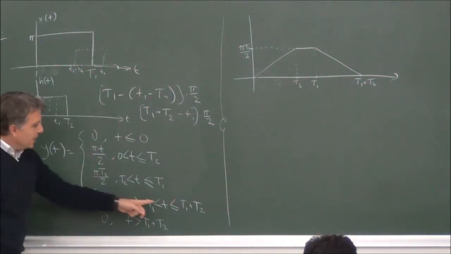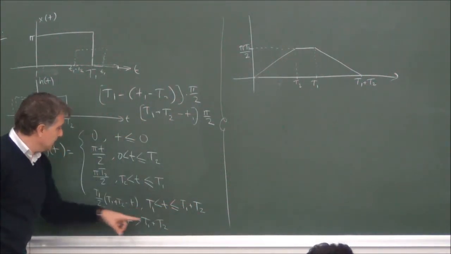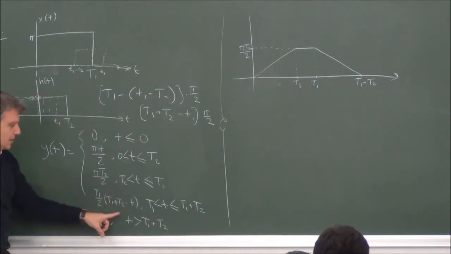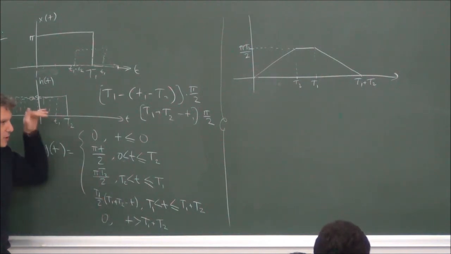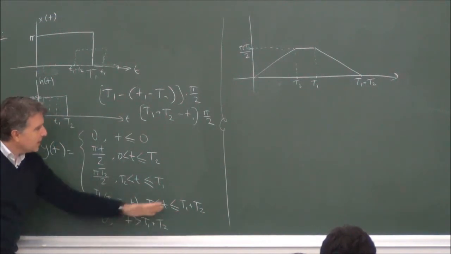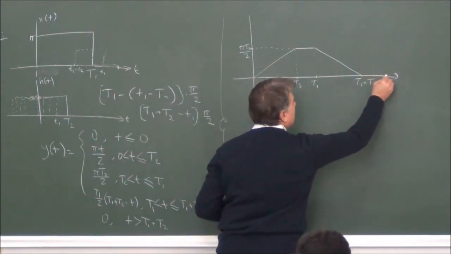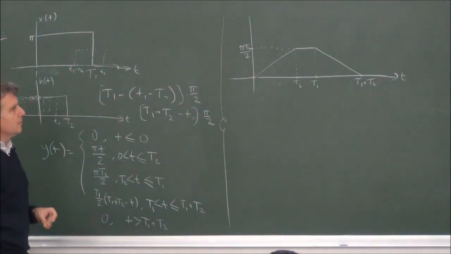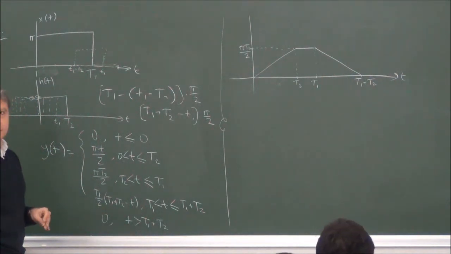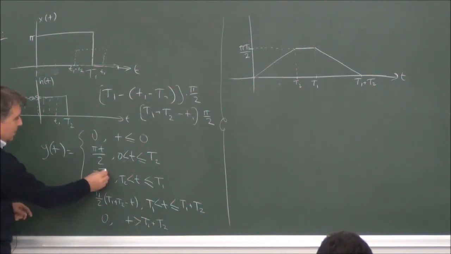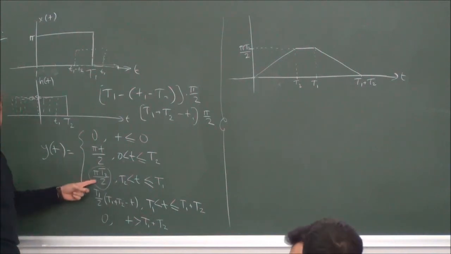And at the value where t is equal to capital T1 plus capital T2, this value becomes zero. So it reaches down to zero at this edge, and then it stays as zero afterwards. And it was already zero here. Yes. It's that one.